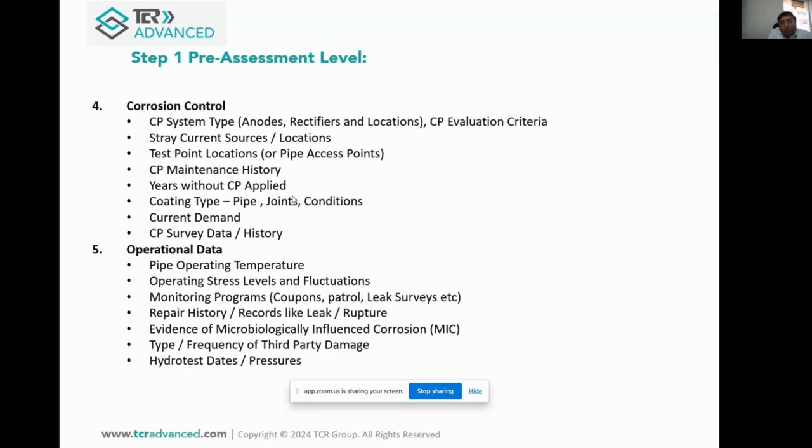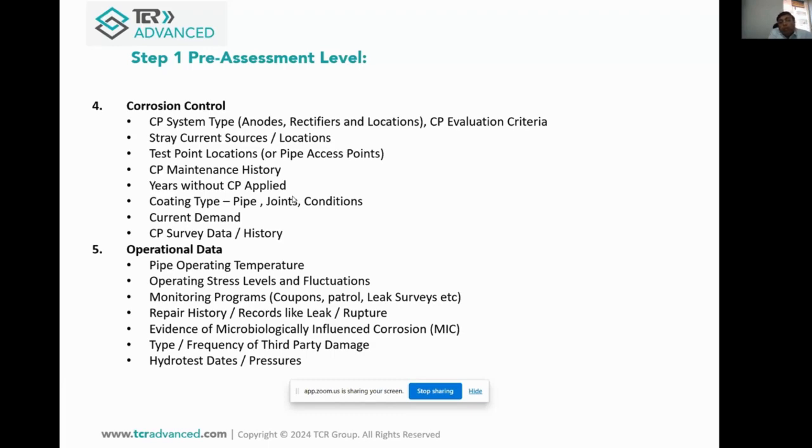You know how much your CP system is reaching, whether you have enough protection on the pipeline, very much important. So again, CP evaluation criteria, stray current sources, as discussed earlier, due to high tension lines or other substations, or even HVDC for railway line crossings. Those can create lots and lots of stray currents. In terms of plant piping, other plant equipment, or a plant earthing system can cause lots of stray current problems. Test point locations, again, very much important.